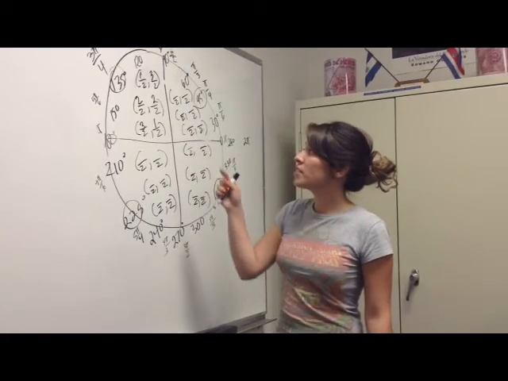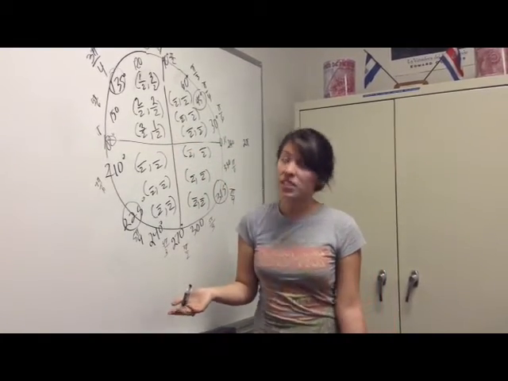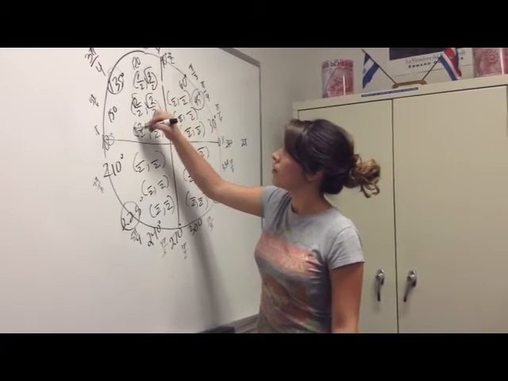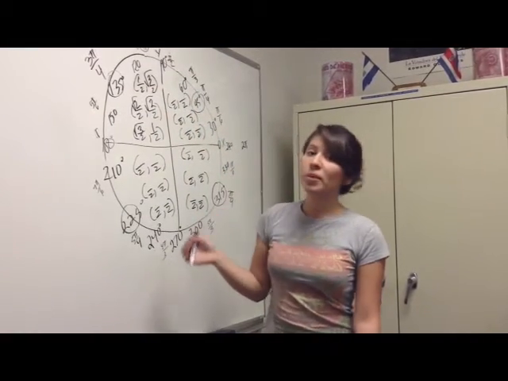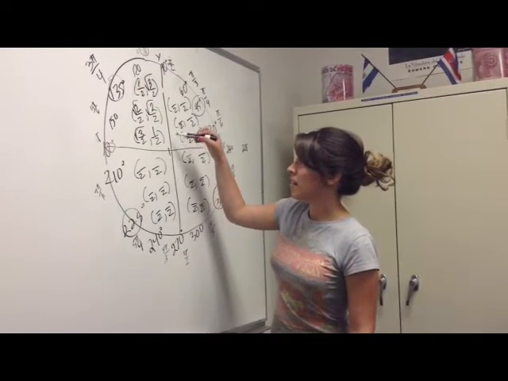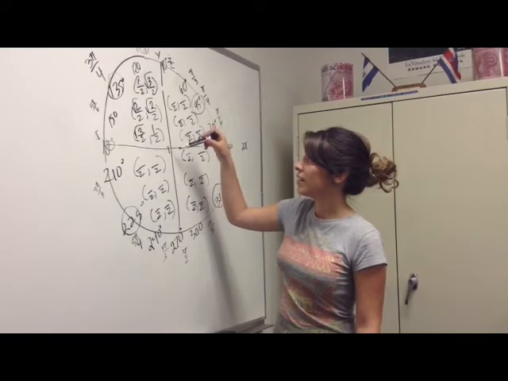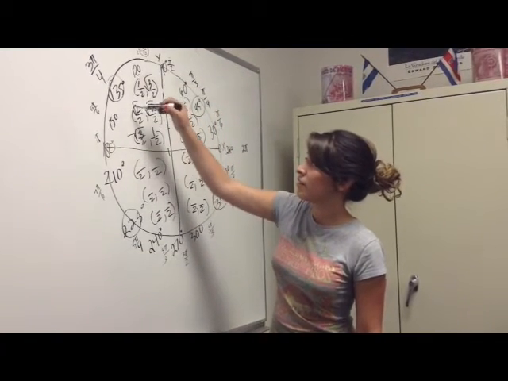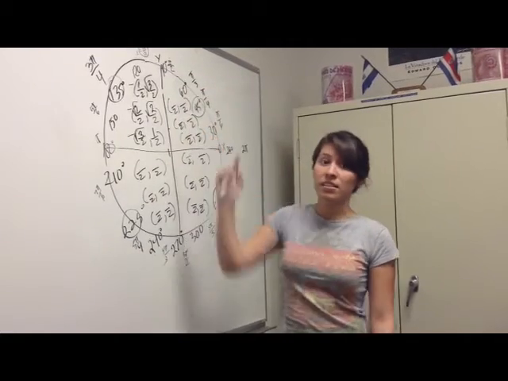And all the numbers are going to have, besides the ones, obviously, a radical on them. So it's radical, radical, radical, radical. And since this side is negative, it's going to be negative on the x coordinate.